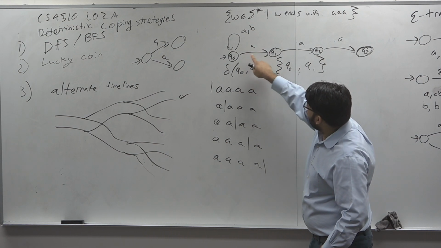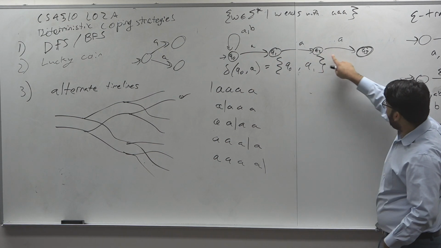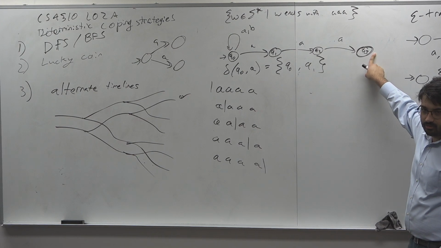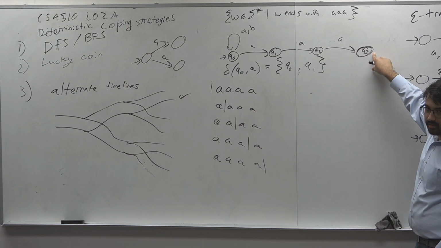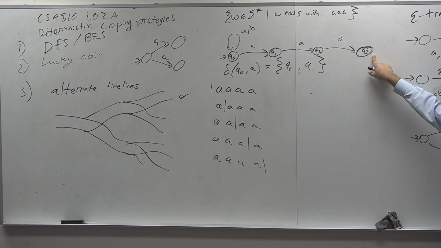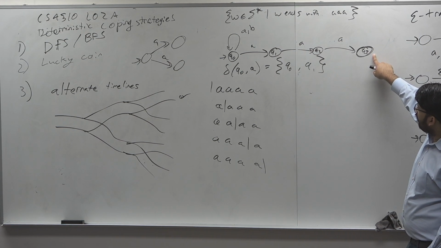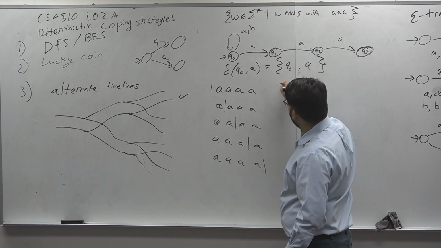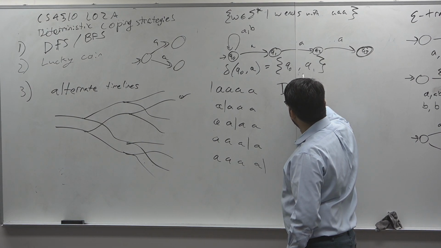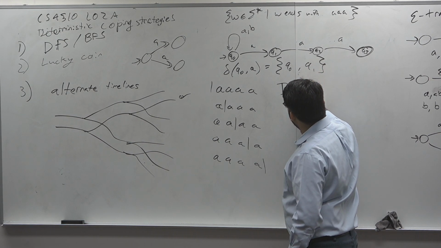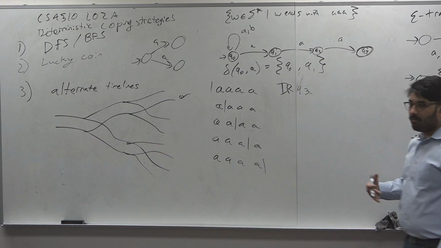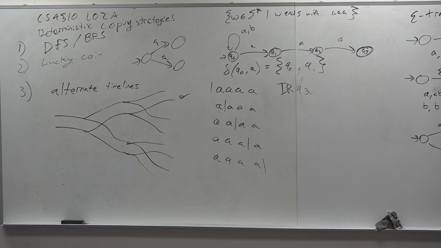You'll go A, and then what should happen after Q3? You have one more A left to read in the input, but what should happen? It's rejected, I think. Yes, you will implicitly reject from Q3. The input must be completed in reading. You cannot say, when I'm at the accept state, I'm just going to stay here. As long as you have input left to read, computation must proceed.